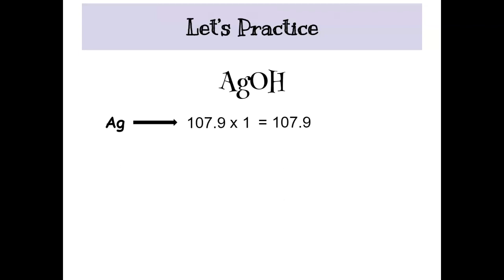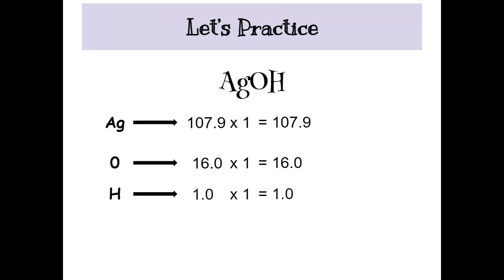107.9 times 1 is 107.9, so there's 107.9 grams. There's one oxygen, which is 16, so there's 16 grams of oxygen in this compound. And for hydrogen, hydrogen is just 1 gram, so that's the average atomic mass. There's one of them, so there's 1. So 107.9 plus 16 plus 1 will give us 124.9 grams. And that will be what we use in the bottom fraction for each of these.